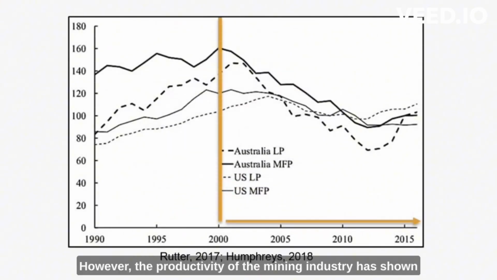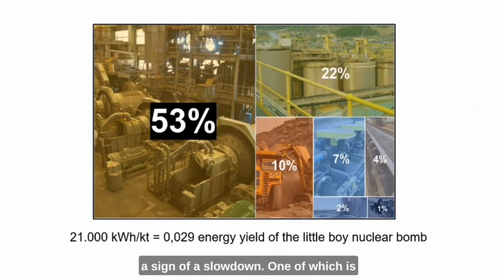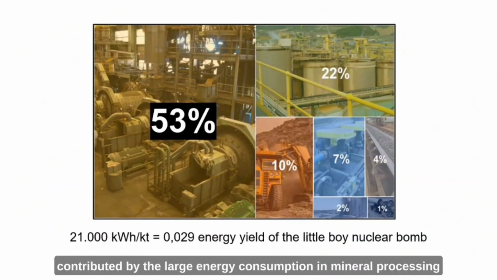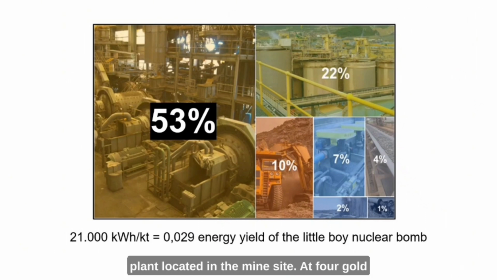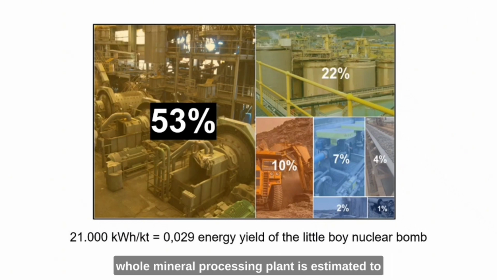However, the productivity of the mining industry has shown a sign of a slowdown, one cause of which is the large energy consumption in mineral processing plants located at the mine site. At 4 gold and 3 iron ore mines, the average total energy required for the whole mineral processing plant is estimated to be around 21,000 kWh per kiloton. 21,000 kWh per kiloton is equal to 0.029 of the energy yield of the Little Boy nuclear bomb.